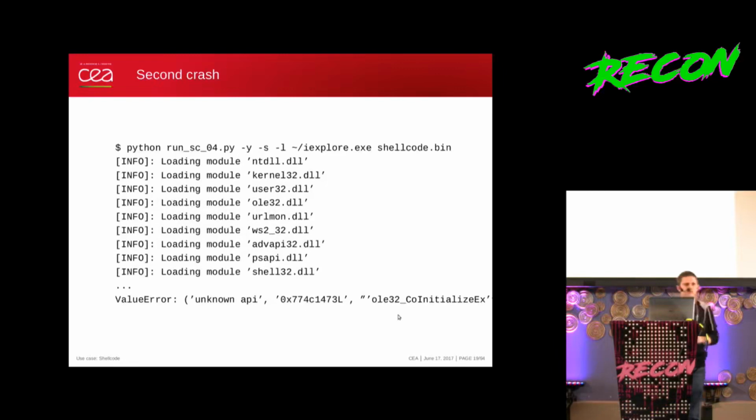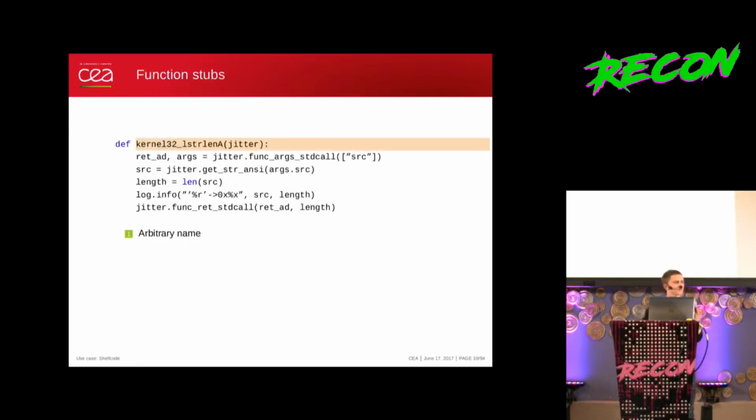And it ends on this error. So what is this error? Actually, when we load the DLL, we parse the export, and we said, okay, if this code wants to call this API, we break and we go back to Python, and we can use Python stubs, which are just stubbing for a function.